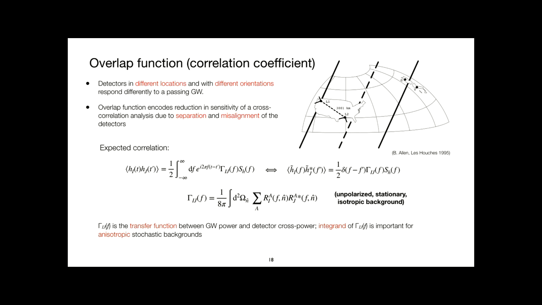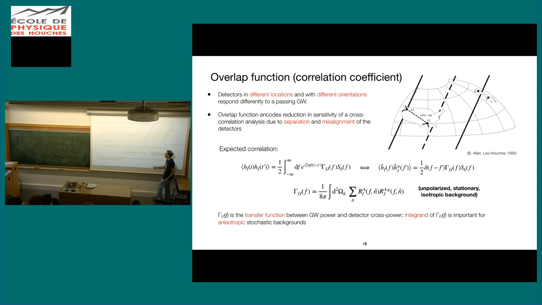If you think of this left-hand side as being the cross-correlated power in gravitational waves, you see that the overlap function can be thought of as a transfer function that relates the cross-correlated power in gravitational waves to the autocorrelated power S_H of f. So this gamma reduces what you would have just from the autocorrelated power to the cross-correlated power for two different detectors. When one is interested in looking for anisotropic stochastic backgrounds, what's relevant is not gamma of f itself, but actually the integrand, so this particular part here.